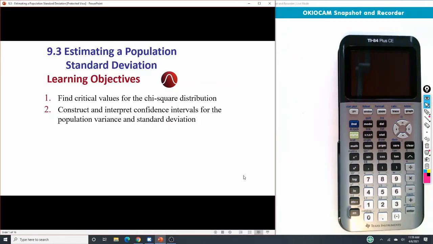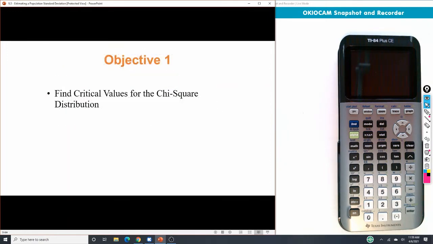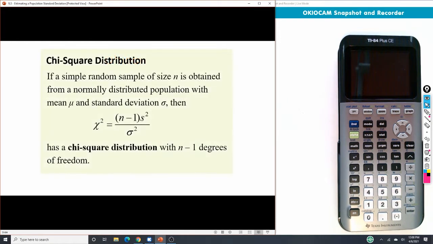9.3, estimating a population standard deviation. So you'll notice that we've been moving from proportion to mean to standard deviation with these pieces. So paying attention to those instructions in your homework is going to be crucial. All right, so find the critical values here for what we call the chi-square distribution.